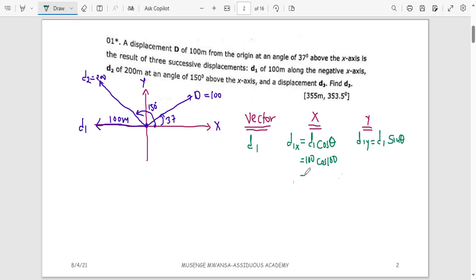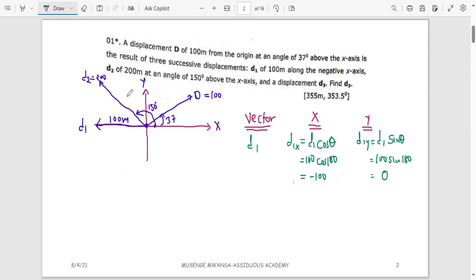Okay. So all you do is get your calculator, you write 100 cos 180. You are going to find it to give you negative 100 because cosine of 180 is negative 1. That's the same way you're going to do this side. You're going to say 100 sine 180. And that is going to give you, now sine of 180 is 0. So 100 times 0 is 0.